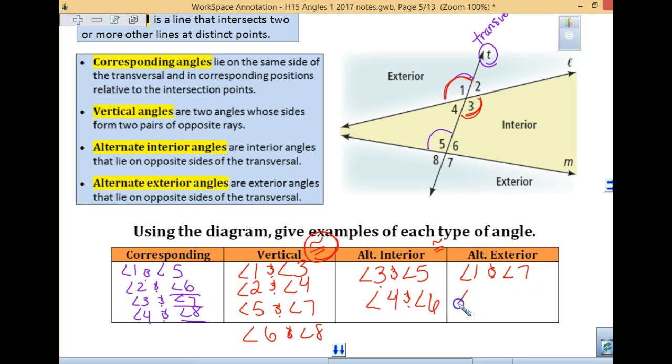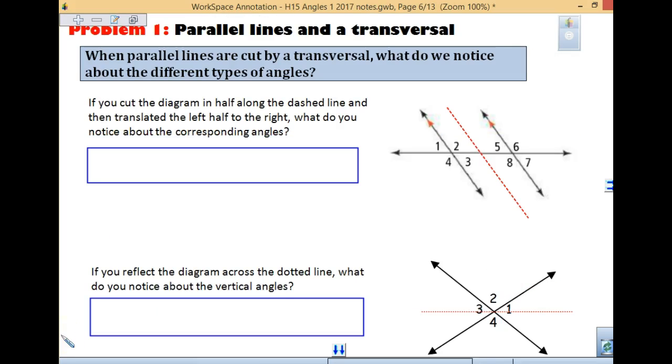So angle 1 with angle, what do we think? Angle 7. Angle 2 and angle 8. And again, if the lines are parallel, these will be congruent, okay? So all these different types of angles, corresponding, vertical, alternate interior, alternate exterior, they're all actually congruent angles if my 2 lines are parallel, okay? Vertical doesn't need 2 parallel lines, all the rest of them do.